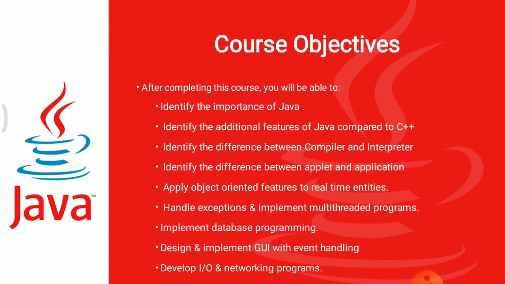After that, what is the course objective, and why are we learning Java? After completing this course, we will be able to identify the importance of Java, identify the additional features of Java compared to C++, and identify the difference between compiler and interpreter. These are the things I have included in the PPT, but you need to understand the basic things.